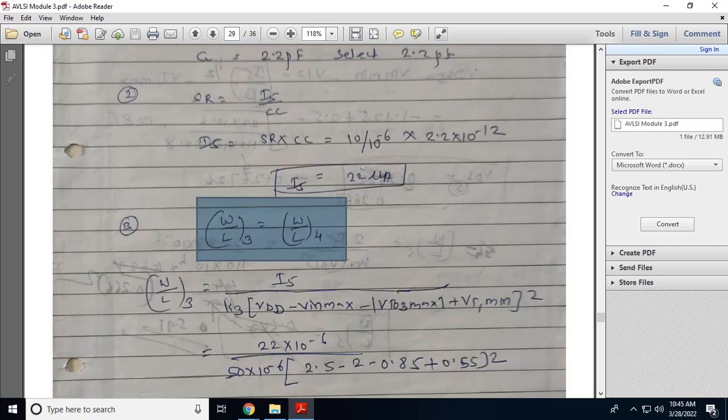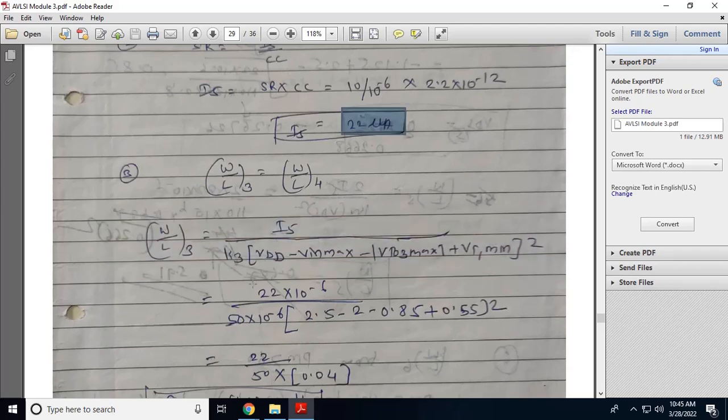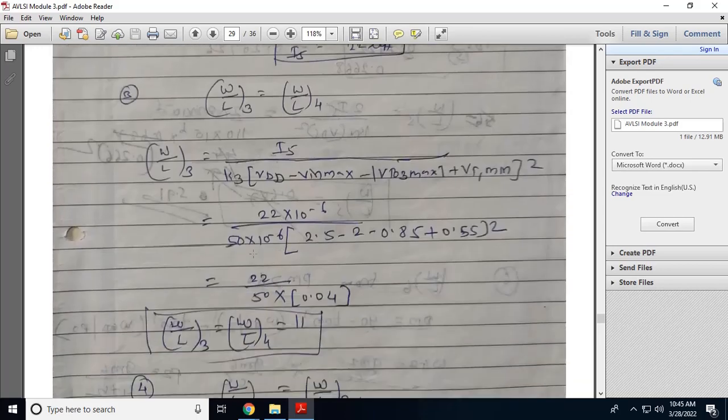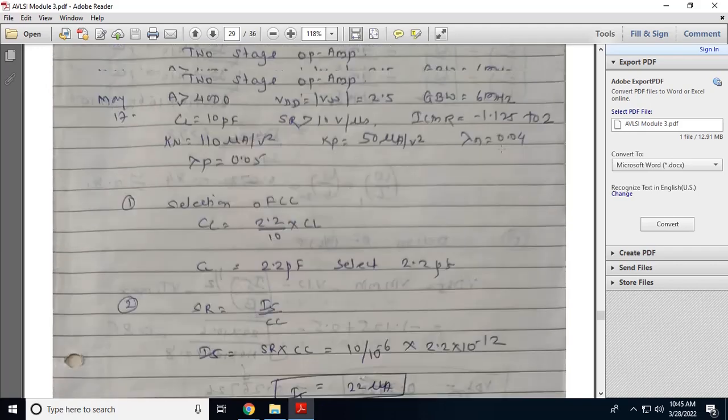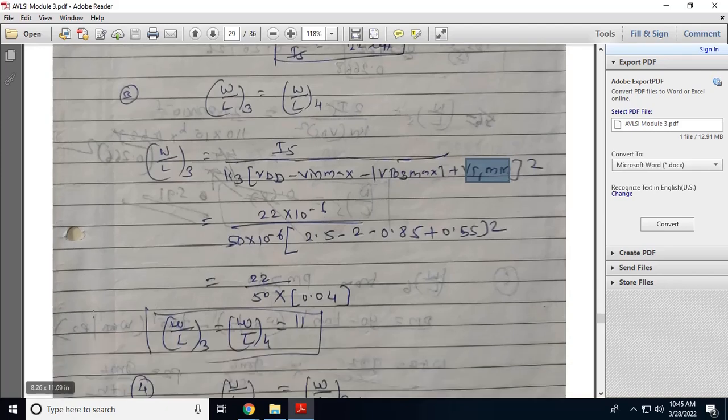So size of 3 is equal to size of 4. This is the equation of size of 3. Size of 3 is equal to I5, that is 22 microampere, K3, that is Kp because this is a PMOS, so 50 microampere per volt square. VDD is 2.5. Vin max is 2. Vt max is 0.7 plus 0.15, that is 0.85. Vt minimum is 0.7 minus 0.15, that is 0.55. So size of 3 is equal to size of 4, that is equal to 11.